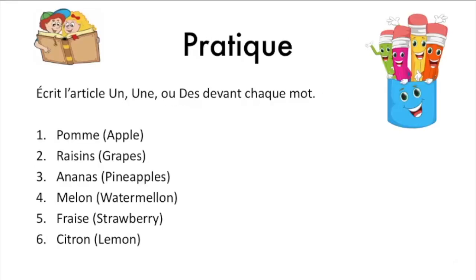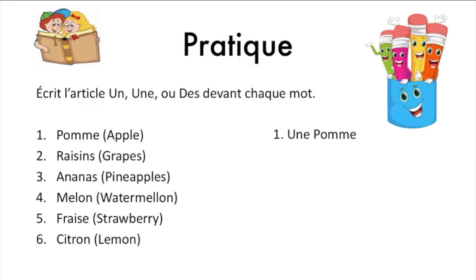Alright, so as always, let's do a little bit of practice together. So the question asks, écris l'article un, une ou des devant chaque mot. So write either un, une, or des in front of each word. So let's look at the first one, pomme. Pomme ends with an E, and I know that it is feminine because it ends with the E, so we're going to use une pomme.